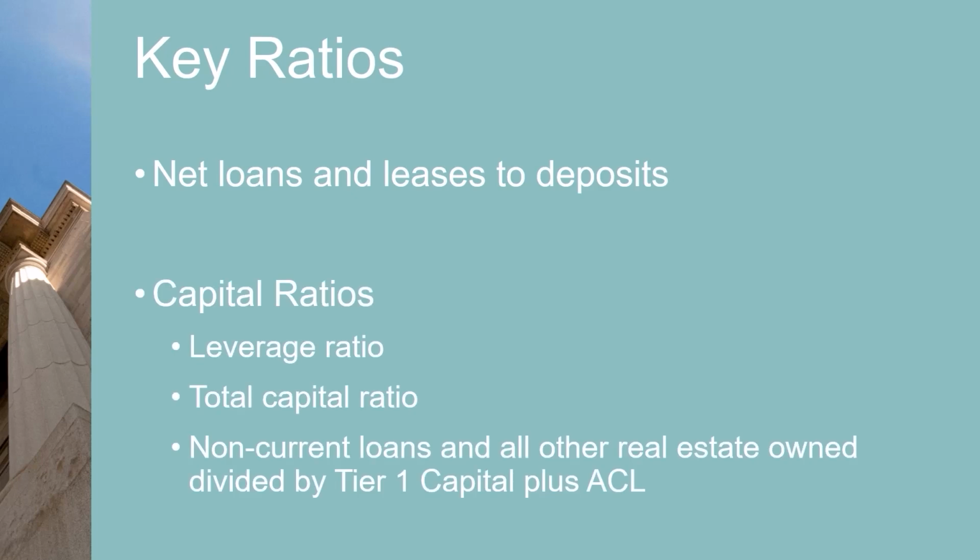The leverage ratio, total capital ratio, and non-current loans and all other real estate owned divided by Tier 1 capital plus ACL. So these are three capital ratios. I won't bore you with the details on how to calculate these ratios, and you can get the calculations from the UBPR instructions on the regulator website if you want them. Banks fail when these ratios get very low. These ratios are a better indicator of an impending bank failure than any other ratio I discussed earlier.